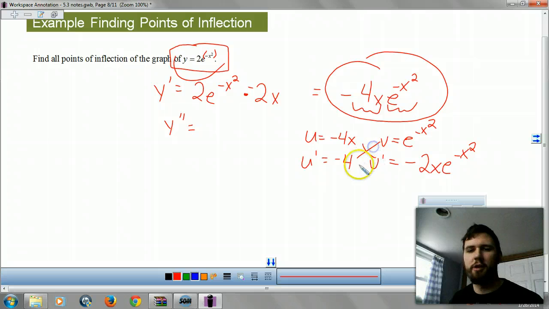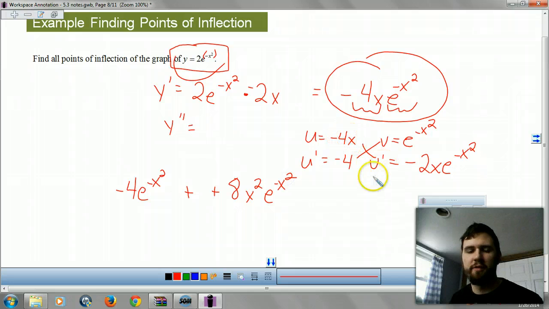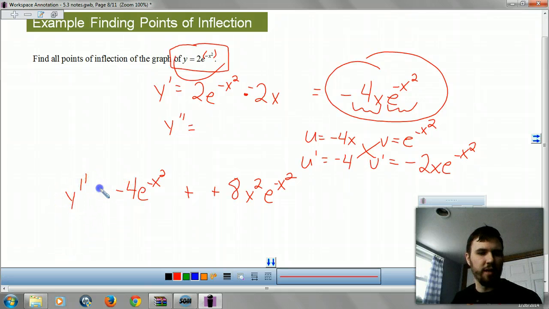Okay, so then we do our cross multiplication. We get negative 4 e to the negative x squared plus negative 8. Well, it'd be a positive because we're multiplying x squared e to the negative x squared. I just multiplied my u and my v prime. So now this is my y double prime, and I'm going to try to find out my points of inflection. So I'm going to take this and set it equal to 0.